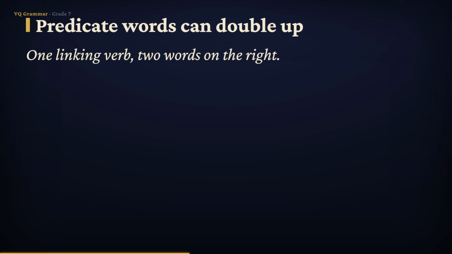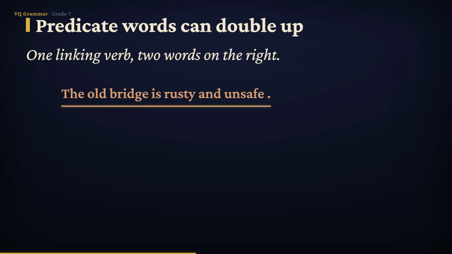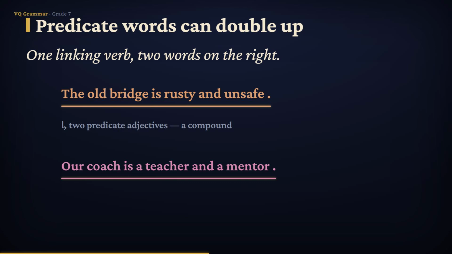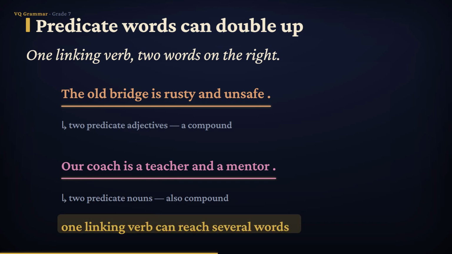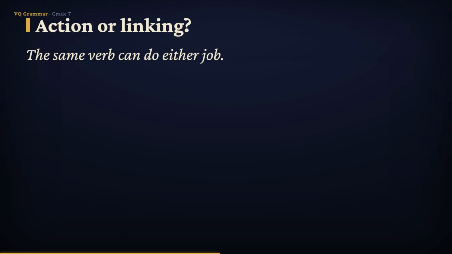One more wrinkle, and it's an easy one. The word after a linking verb can double up. Look at this. The old bridge is rusty and unsafe. There's one linking verb, is, but it points to two predicate adjectives, rusty and unsafe. That's called a compound predicate adjective. The same thing happens with nouns. Our coach is a teacher and a mentor. One verb, is, linking to two predicate nouns, teacher and mentor. So don't be surprised when a single linking verb reaches out to more than one word on the right. Here's the part that trips people up.